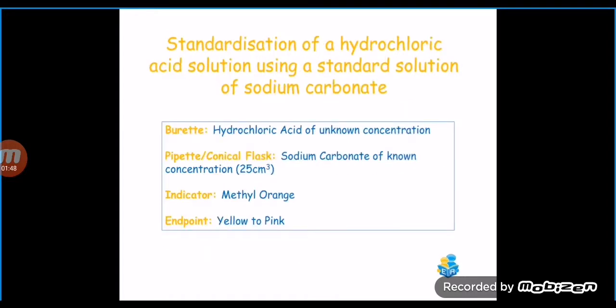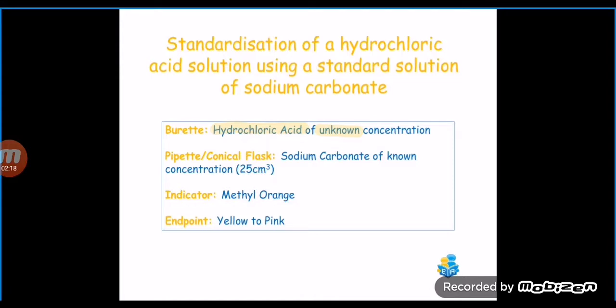Our first titration is the standardization of a hydrochloric acid solution using a standard solution of sodium carbonate. And it's usually in this experiment that you'll be asked, how did you prepare your standard solution of sodium carbonate that I've just gone through? So with all experiments, it's important to look to see what's in the burette, the pipette and conical, the indicator and the endpoint.